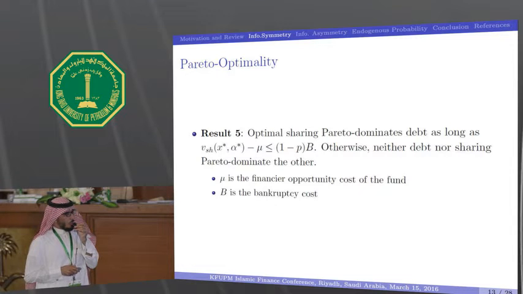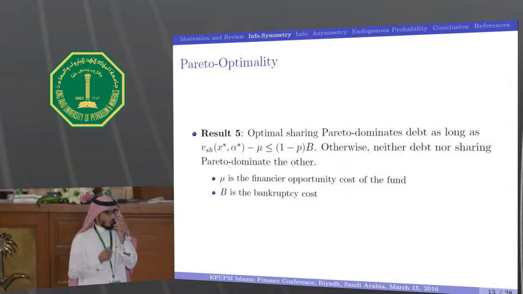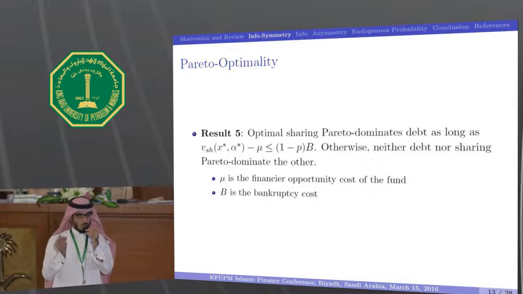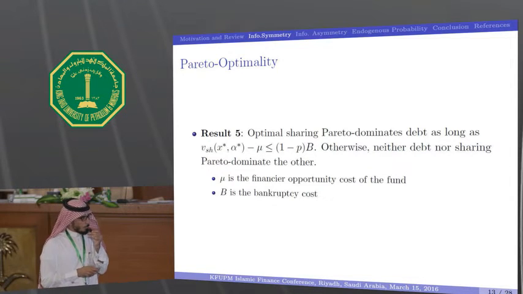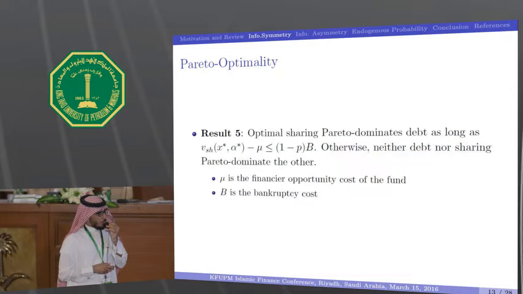Just reading this equation, otherwise neither debt nor sharing Pareto dominates the other. Basically, we are saying there is some range where sharing would dominate debt, but there is no range at all where debt dominates sharing. Reading this equation, we see that if bankruptcy cost is high, then sharing will be better.